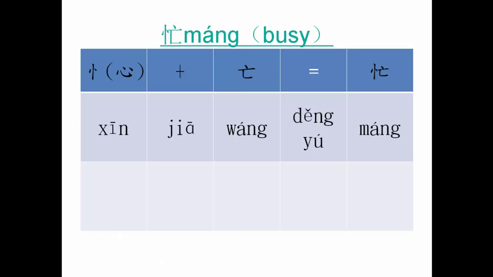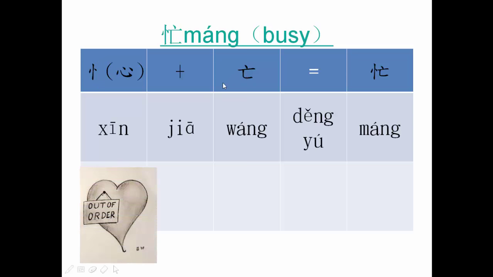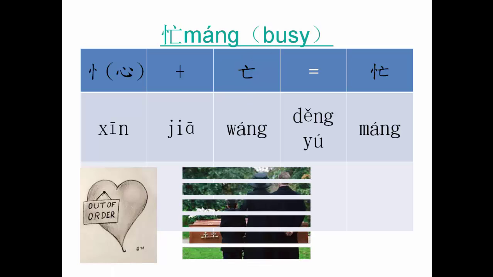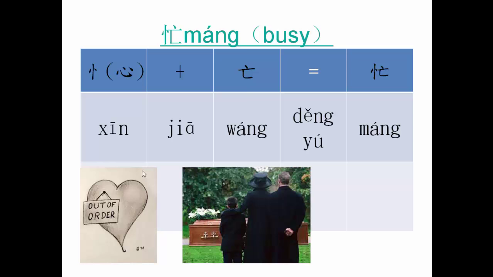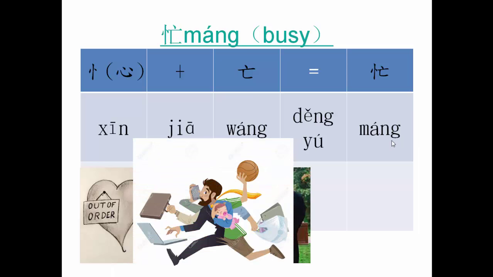Okay, so the first one we're going to talk about is 忙, busy. 忙, second tone. 忙 is combined by 心 and 亡. 心 means heart. 亡 means to die or dead. If we put 心 and 亡 together, then it becomes busy. So how to remember busy? I make a story for you.